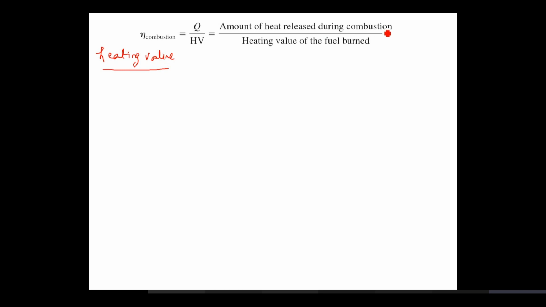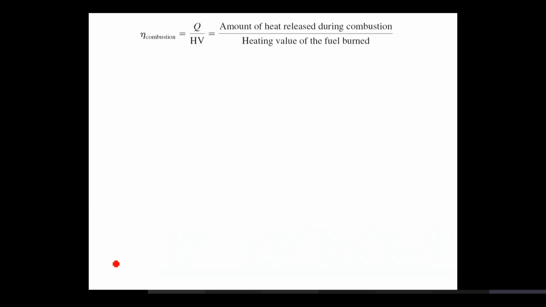And the amount of heat released during combustion is the actual amount of energy that is being drawn out of that fuel when it undergoes the combustion process. So the combustion efficiency is basically the ratio of the amount of heat released during the process to the maximum that you can draw out, which is the heating value of the fuel being burned. Is this point clear?